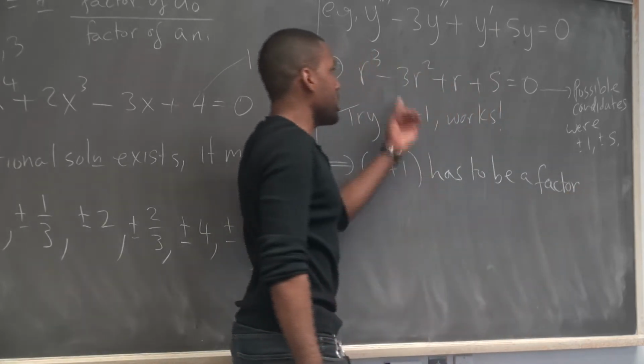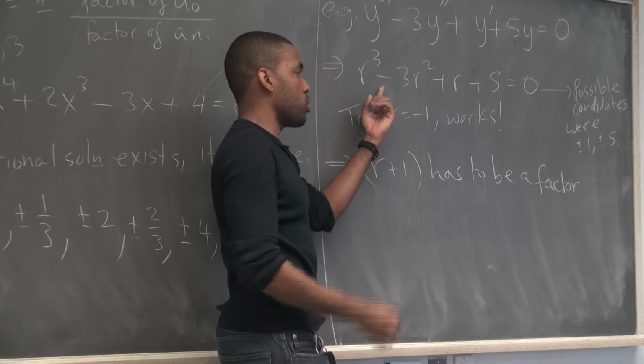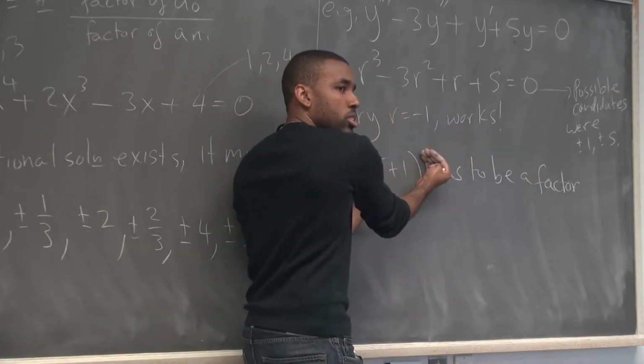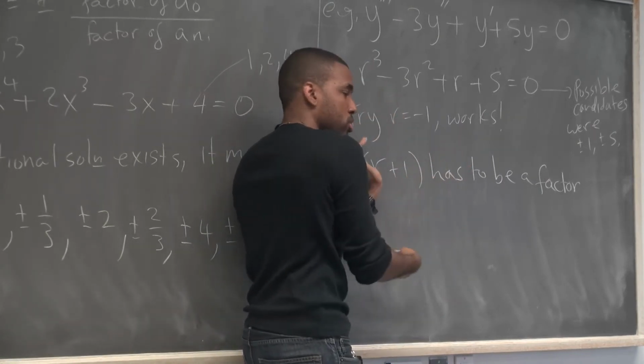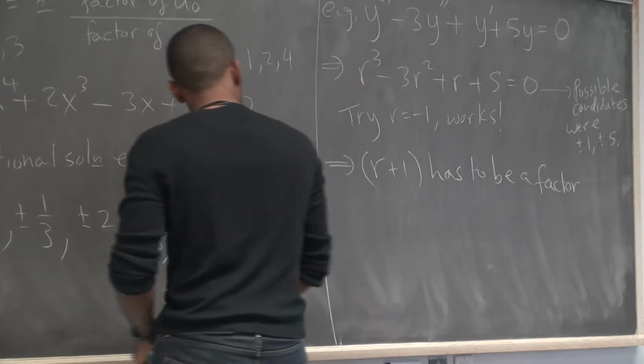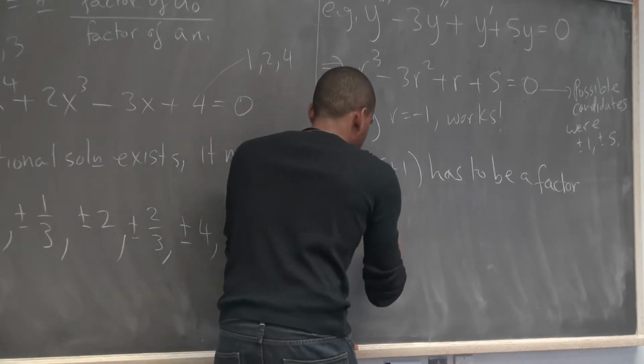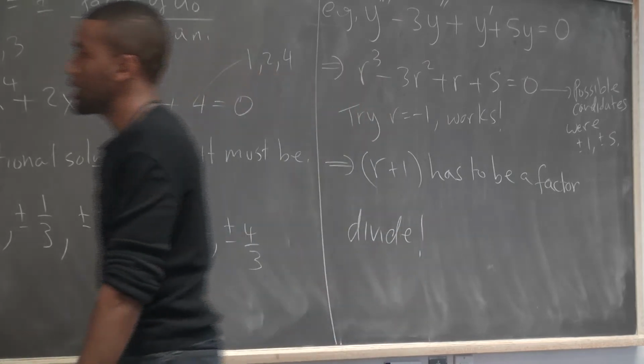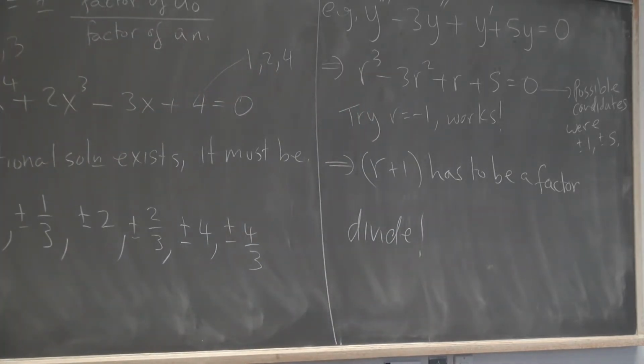If plugging in r equals -1 makes it 0, it means that when you factor it, there's going to be someone that looks like this. That's where you get the r plus 1, right? So what does that mean? Divide. So now we're going to have to remember our long division.